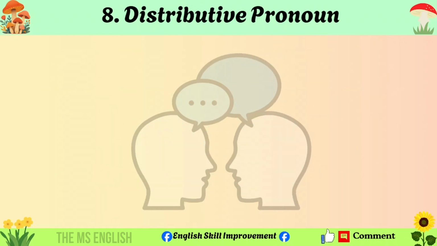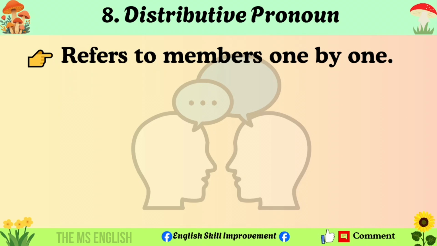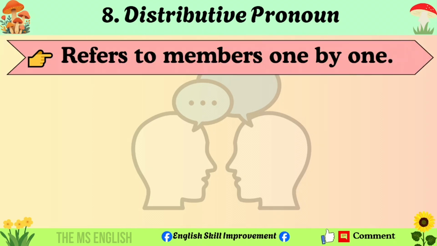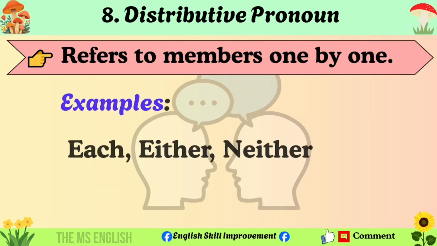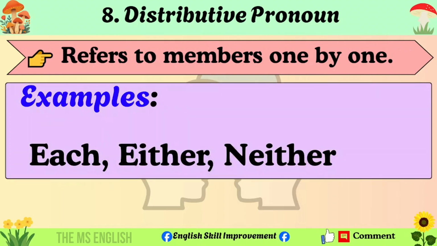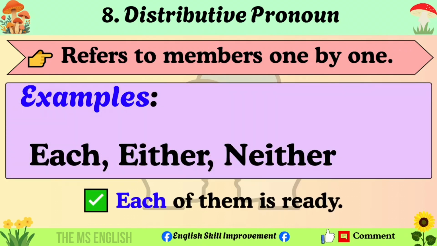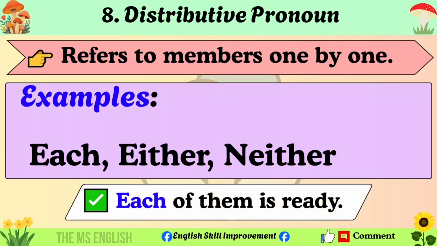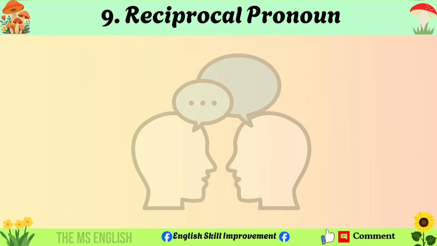Distributive pronoun. Distributive pronoun refers to members one by one. Examples: each, either, neither. Each of them is ready. In this sentence, each is a distributive pronoun.